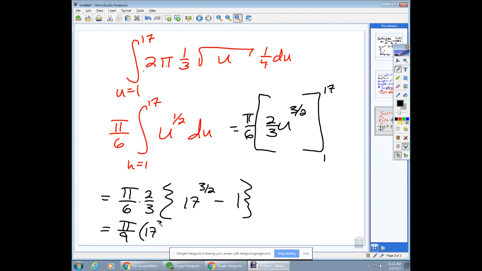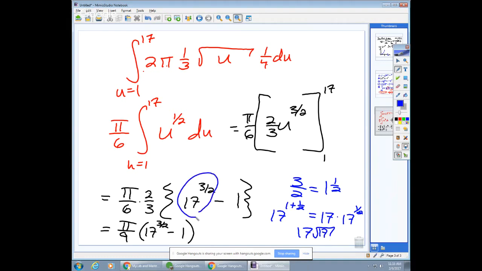I kind of like the 17 to the 3/2. One alternative there, if I scribble off to the side, 3/2 is 1 1/2, right? So 17 to the 3/2 is the same as 17 to the 1 1/2, which means it is 17 times 17 to the 1/2, right? 1 plus 1/2, which is 17 square roots of 17. So I could rewrite that as that. Does that help any? No, not really.